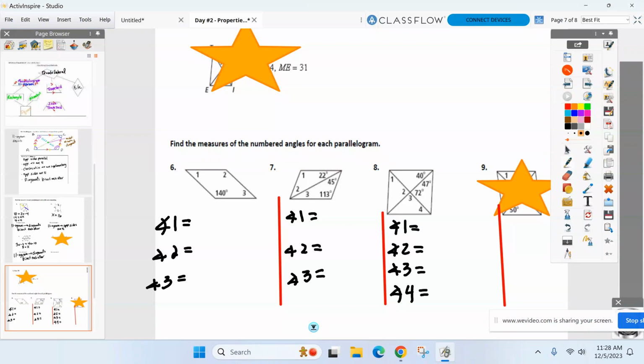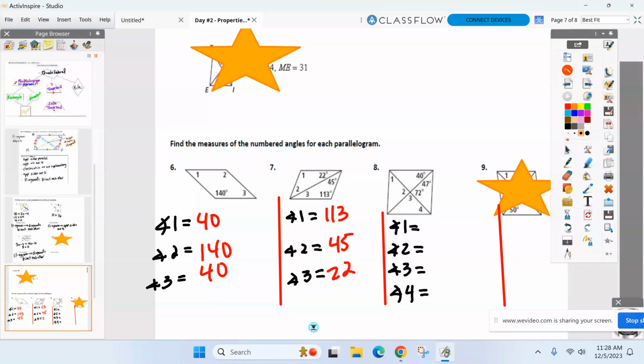Numbers 4 and 5. For number 4, angle 1 was 40 because it's supplementary. Angle 2 is congruent, so that was 140, and angle 3 is also supplementary, so that had to have been 40. Next one, angle 1 is 113 because it's opposite. Angles are congruent. Number 2, I have 45 degrees, and number 3, I have 22. Most of you probably used 180 degrees in a triangle to get angles 2 and 3.